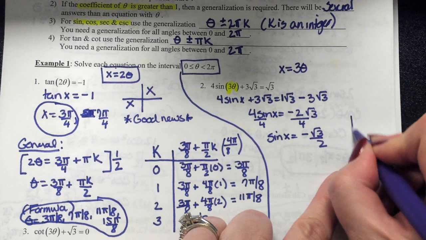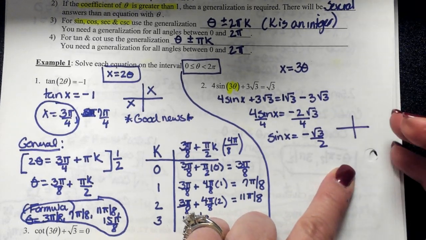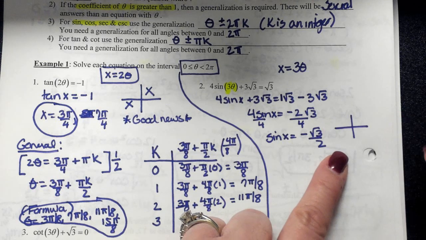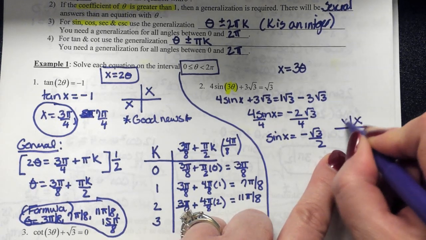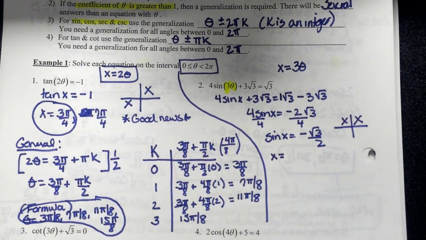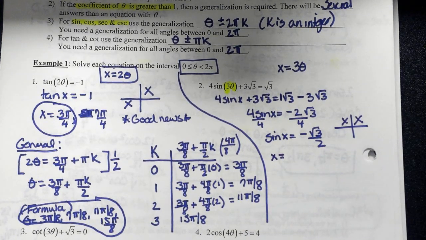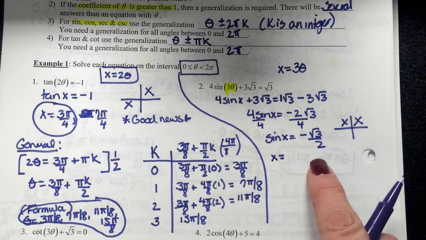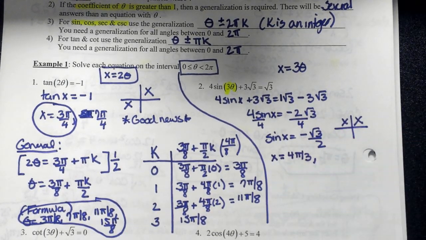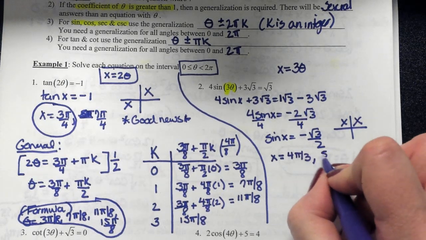So now in the unit circle, where is sine negative? Sine is negative in what 2 quadrants? 3 and 4. So what's the angle down there in quadrant 3? Where is sine equal to negative square root 3 over 2? 4 pi over 3. And then in quadrant 4, it's going to be at 5 pi over 3.